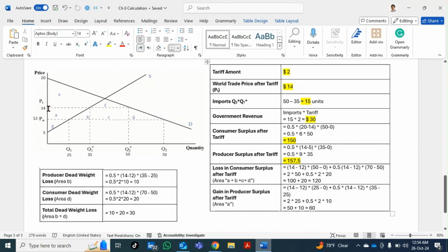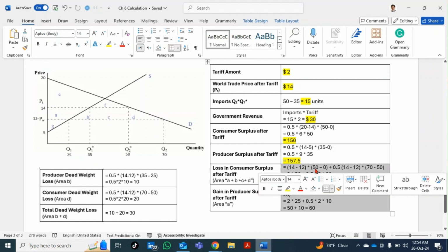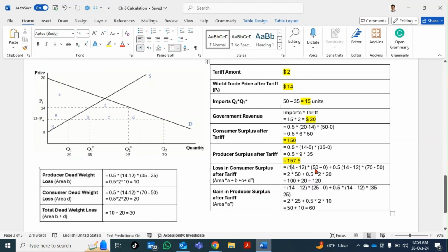So how will we calculate that? First, we will start from 14 minus 12, that is the difference of the price because of the tariff, multiplied by 50 minus 0. So it means till that we are going to calculate areas A, B, C. These three areas will be calculated here till 50.